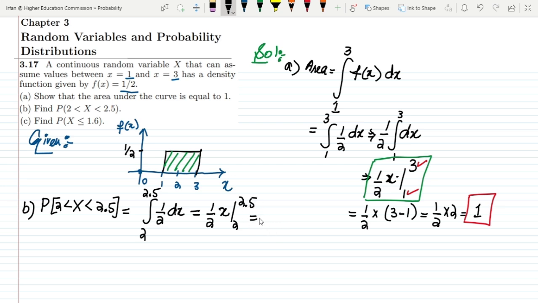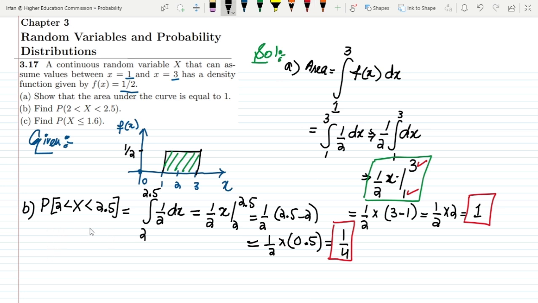Okay, so it will be 2, writing the higher range 2.5 minus 2. So it will be 1 by 2 multiplied by 0.5, which is ultimately 1 by 4, the solution of part B. Okay, so now this is the solution of part B.